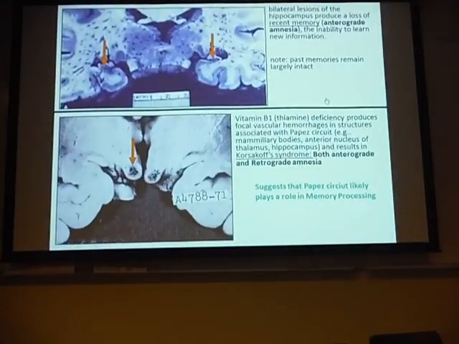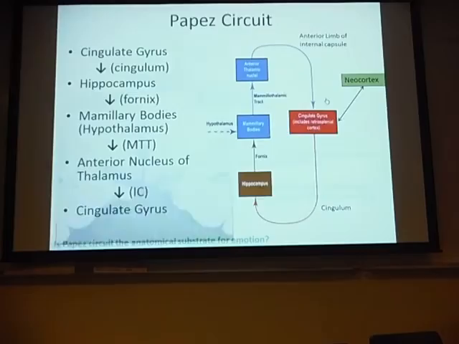Okay, so Papez's circuit was kind of like, anatomical studies showed that Papez's circuit was anatomically correct, that the structures here are actually anatomically linked. So that was good for Papez. Way to go, buddy.